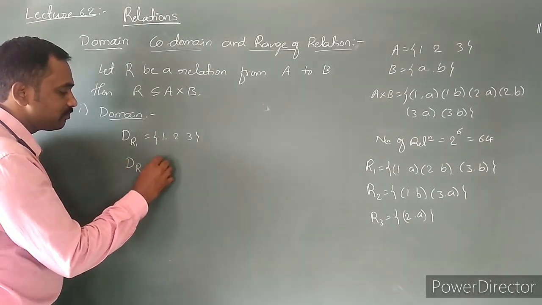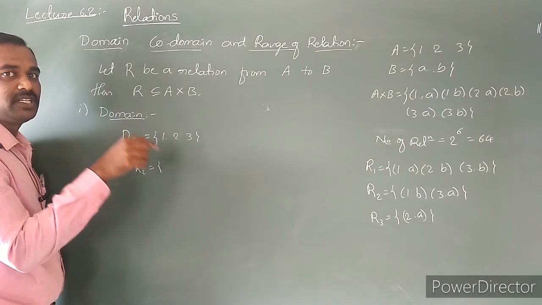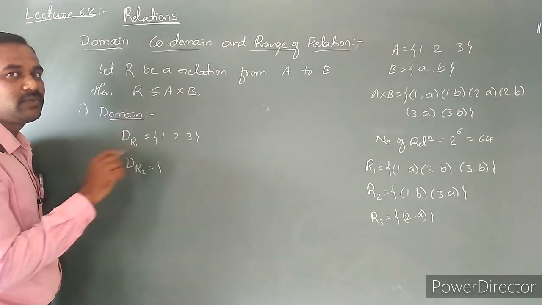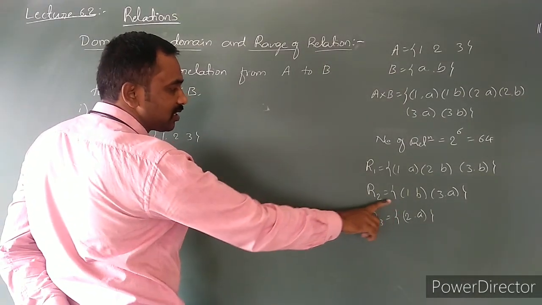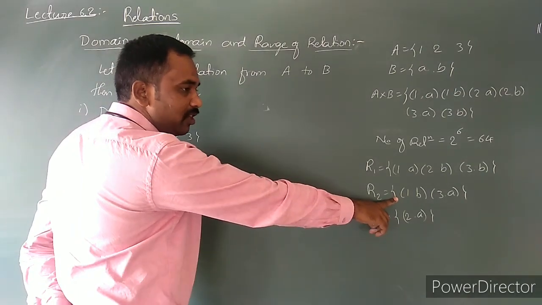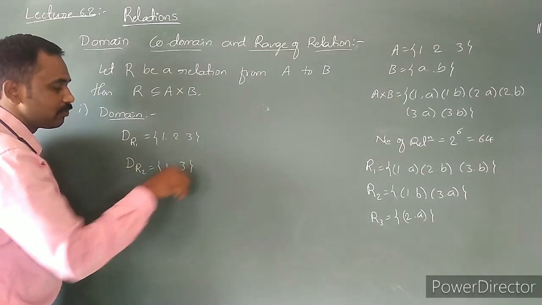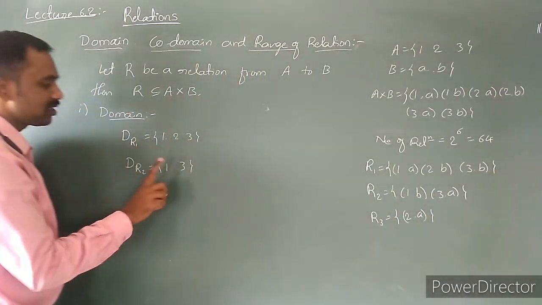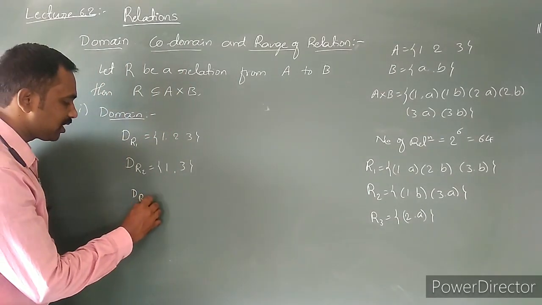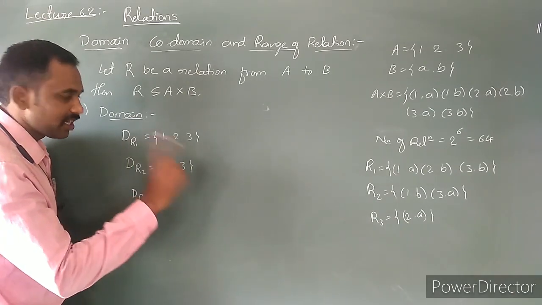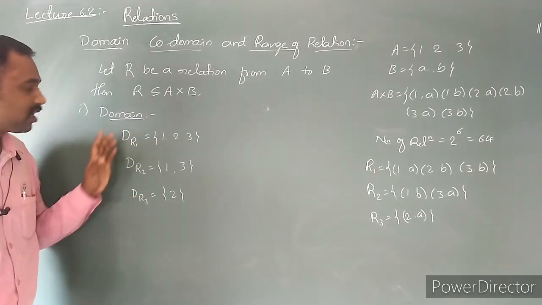Similarly, the domain of the relation R2. What is the definition of the domain? The first element of the ordered pair in a given relation. In this relation, how many ordered pairs are there? Two ordered pairs, and the first elements are 1 and 3. This is the domain of the relation R2. Similarly, what is the domain of the relation R3? Only one ordered pair is there, and its first element is the domain. Is that clear? That was a particular example.